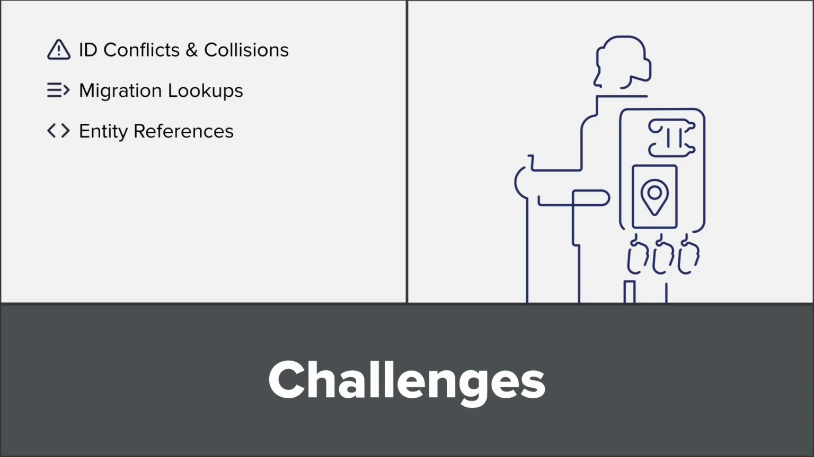Another problem that you're going to run into is, what about migration lookups? How do you ensure you're looking up the correct ID? How do you know that the entity reference came from site 2 and not site 4? How do you handle that?